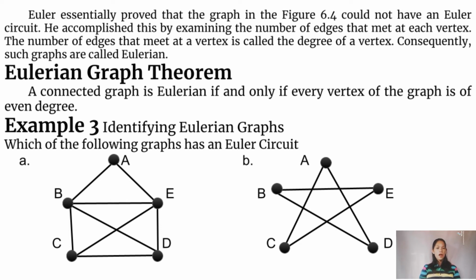Eulerian graph theorem: a connected graph is Eulerian if and only if every vertex of the graph is of even degree. Example 3. Identify Eulerian graph. Which of the following graphs has an Euler circuit? Solution. Vertices C and D are of odd degree, so by the Eulerian graph theorem the graph does not have an Euler circuit. All vertices are of even degree, so by the Eulerian graph theorem the graph has an Euler circuit.